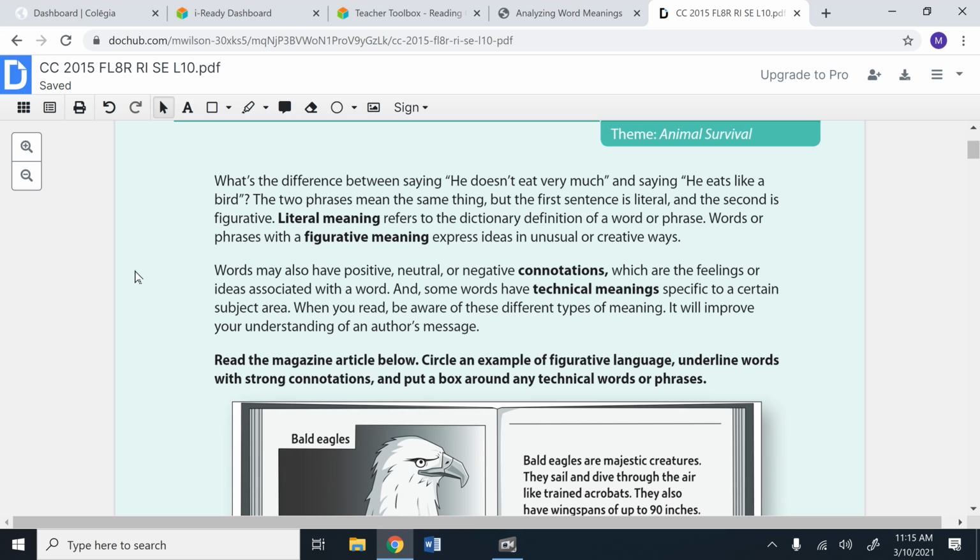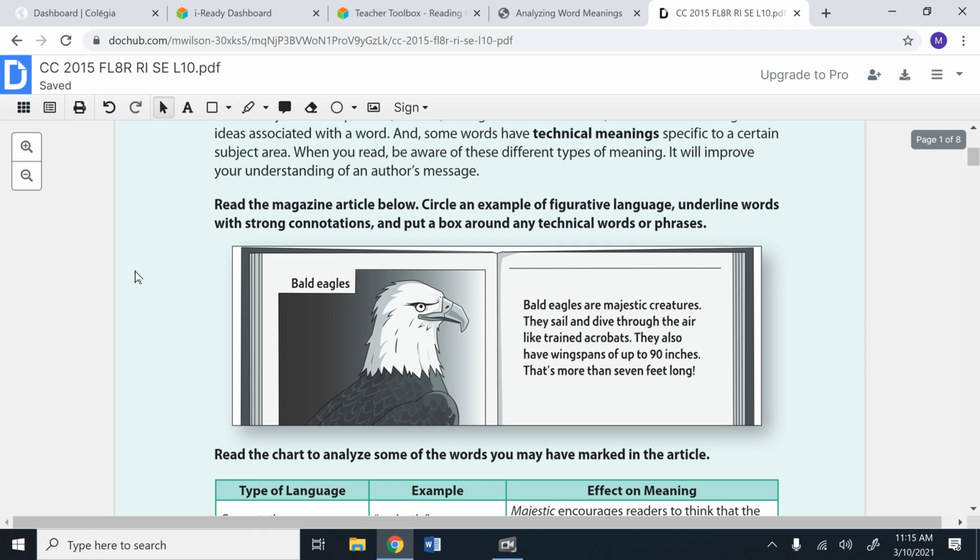Words may also have positive, neutral, or negative connotations, which are the feelings or ideas associated with a word. And some words have technical meanings specific to a certain subject area. When you read, be aware of these different types of meaning. It will improve your understanding of an author's message.